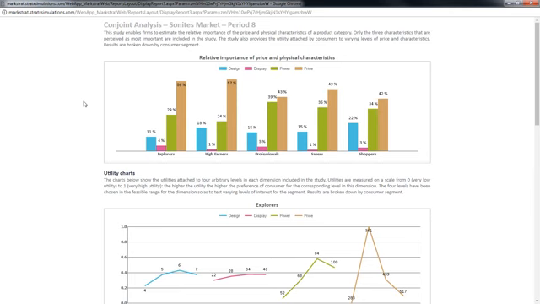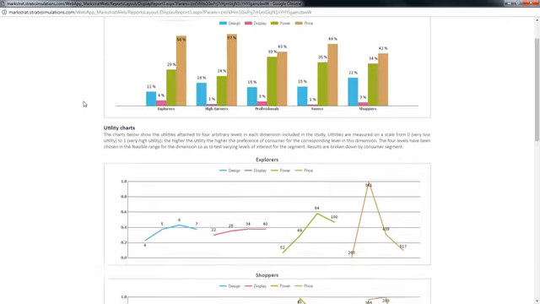A limitation of this report is it doesn't give you battery life, so you'll never really have a good grip on battery life based on this report.